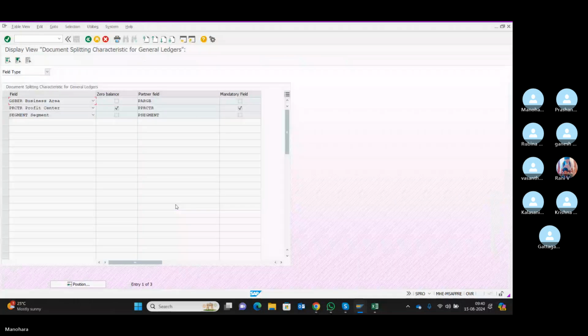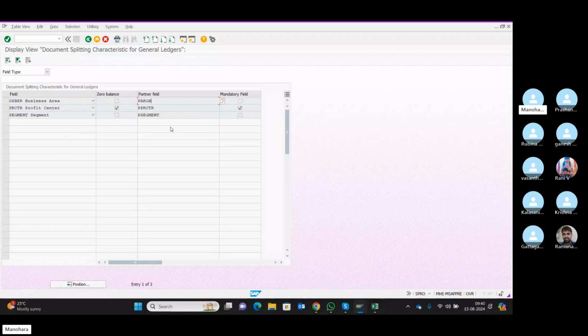See, I told you, right? We have document splitting based upon business area, profit center, and segment. Profit center is mandatory for all organizations, and both segment and business area are optional. This is a very critical and important area. Whenever you go into the configuration, you have to check it carefully here.